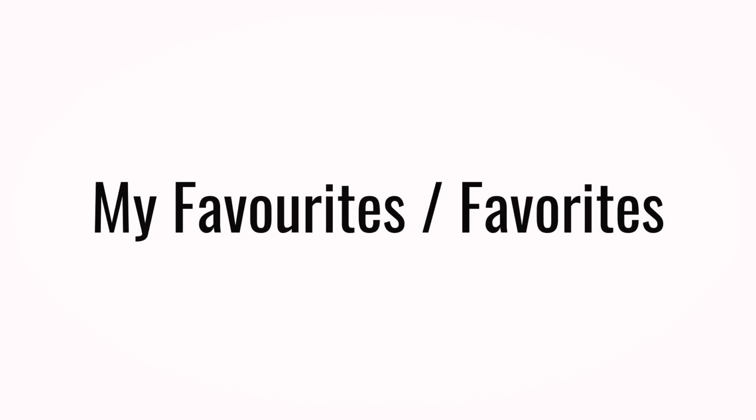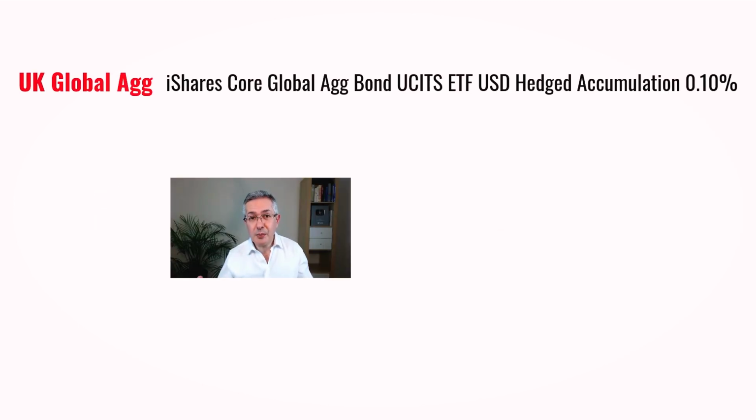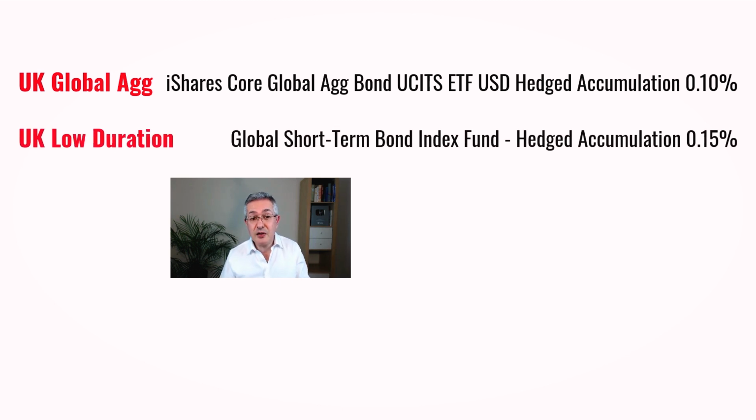So let's end by looking at my favorites. For UK global bond exposure, my favourite is the iShares Core Global Ag Bond UCITS ETF, which is dollar hedged and an accumulation fund. That's quite a mouthful, but the fee for that is just 0.1%. And I like it because it's an accumulation fund. For most people, you don't want to reinvest those little dividends, and I think that's just much more convenient. For UK low duration fund, I choose that global short-term bond index fund, which is created by Vanguard. The fee for that one is just 0.15%. And again, this is a currency hedged fund, and it's also an accumulation fund, which I like.